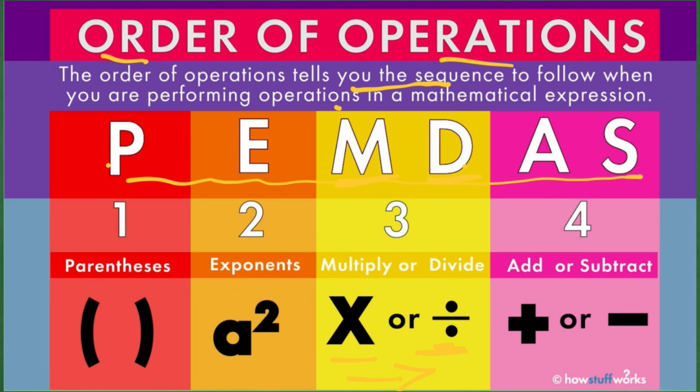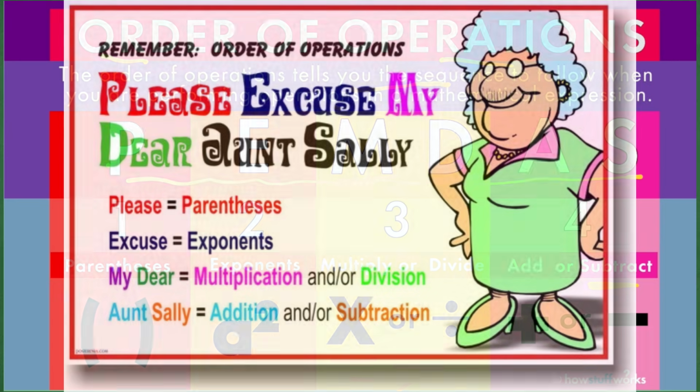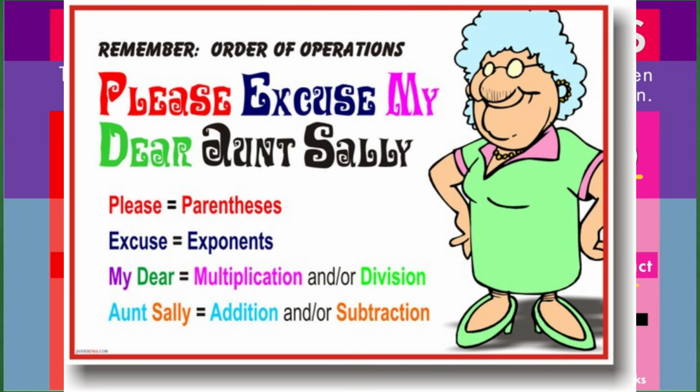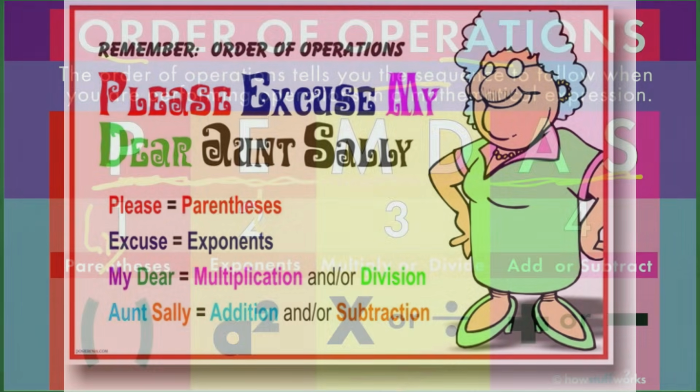And if you can't remember it that way, you can just remember this sentence. Please excuse my dear Aunt Sally. This is actually a classic way to remember PEMDAS. Please for parentheses, excuse for exponents, my dear for multiplication and division, Aunt Sally for addition and subtraction. This is the way a lot of us remembered it back in school, so you can use this trick too.